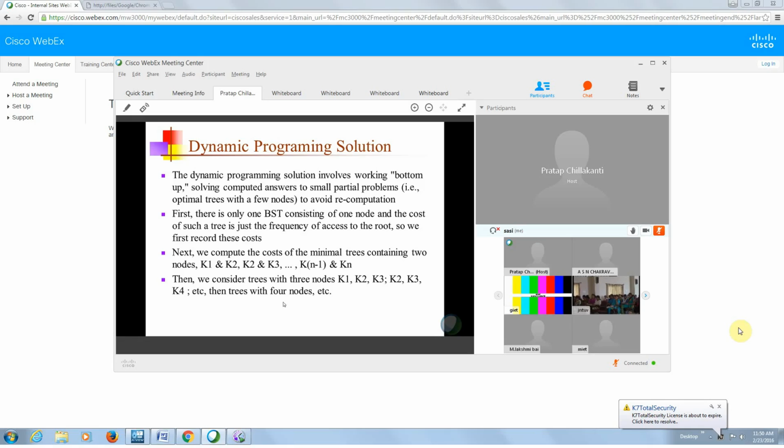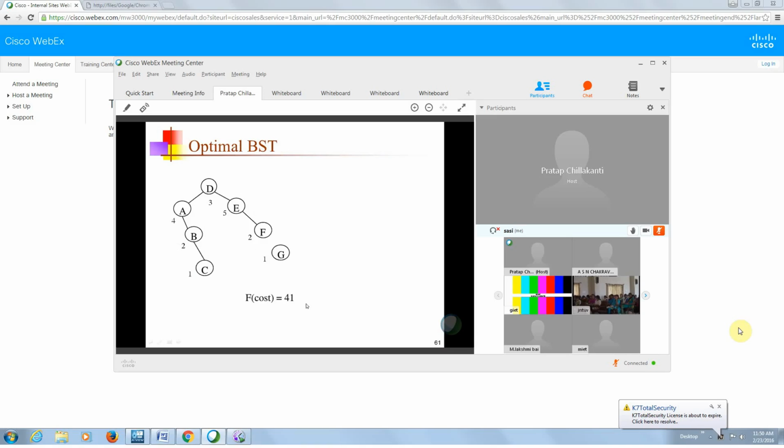So by applying these techniques, what are we doing? We're taking one node at a time, then we take pairs, then we take triplets, and so on. Then we come up with an optimal binary search tree. Now in the previous example that I showed you using the greedy method, my value was 42. But by applying this bottom-up approach, I came up with a tree which looks slightly different, and the cost is 1 less.